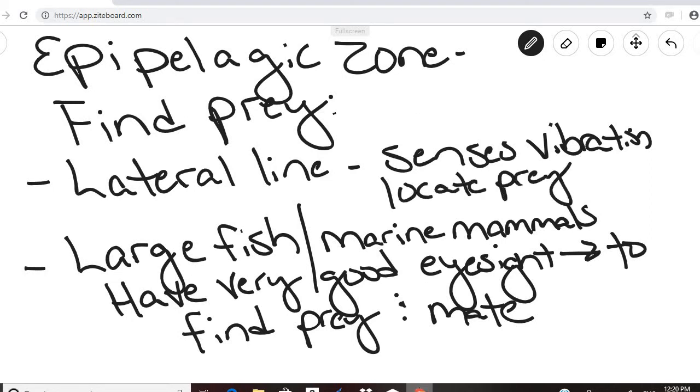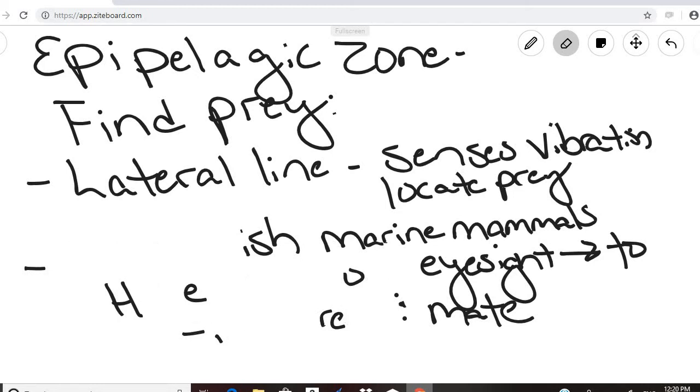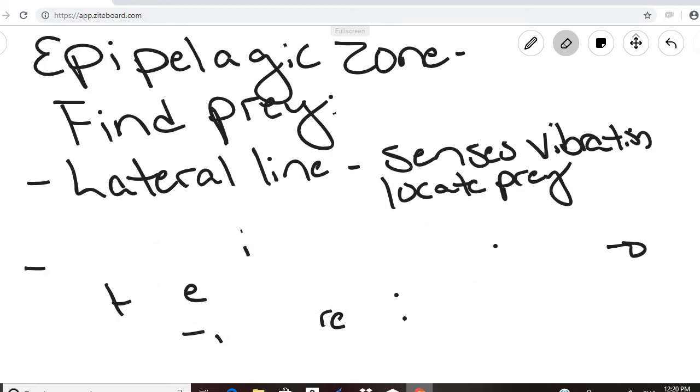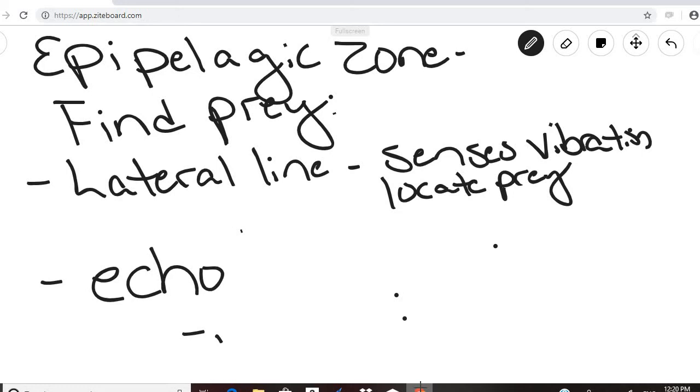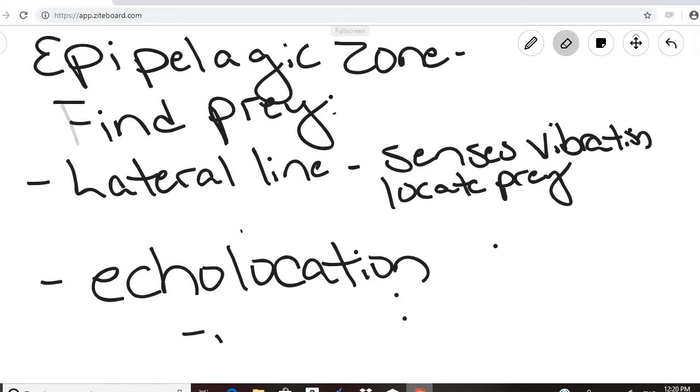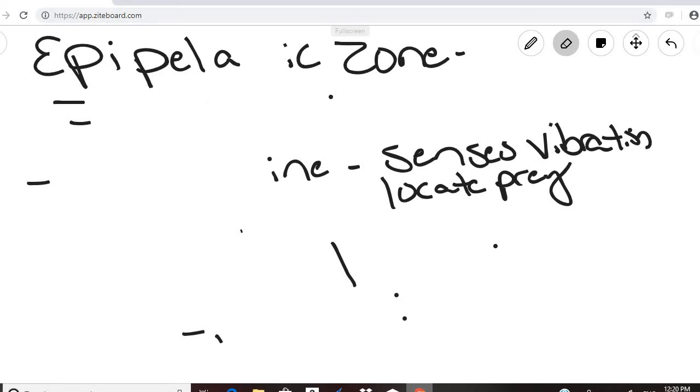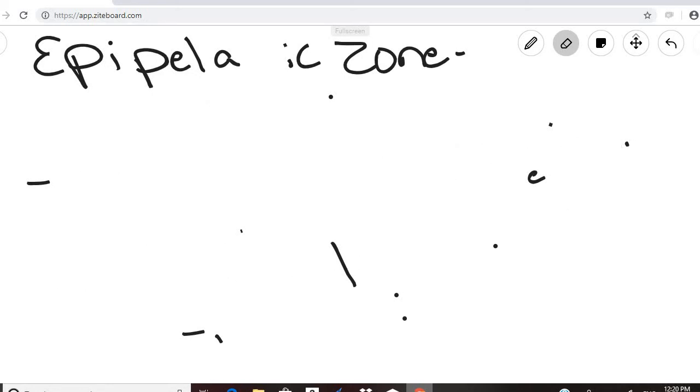And then the other thing that we talked about was echolocation. I'm not going to say a lot about that because you know what it is, but they will also use echolocation to find food in the epipelagic zone. So one thing they have to be able to do is find food in order to live in the epipelagic zone. So that deals with them trying to find prey.